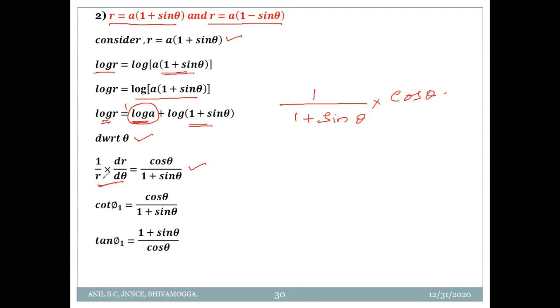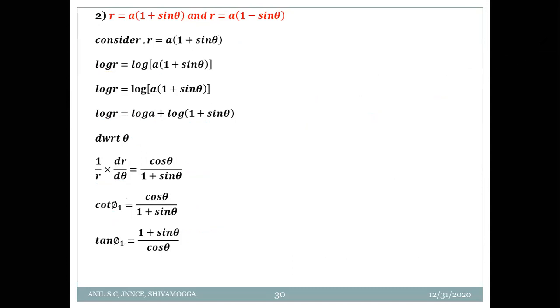Therefore, 1 over r into dr by d theta is cot phi 1, and keep the RHS as cos theta divided by 1 plus sine theta. We cannot simplify this further, and we cannot express phi 1 separately. In such cases, convert this cot into tan. Take the reciprocal. Cot phi 1 is equal to cos theta divided by 1 plus sine theta, and its reciprocal, tan phi 1, is equal to, you just interchange numerator and denominator, 1 plus sine theta divided by cos theta. Let's keep that result as this and consider the second curve.